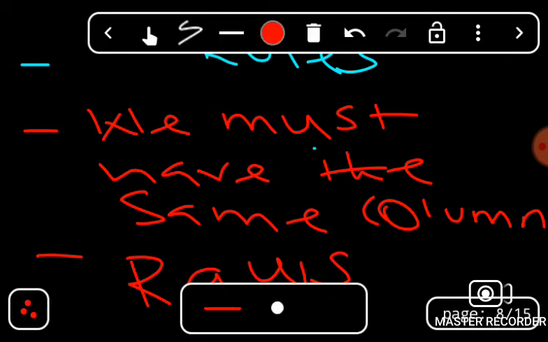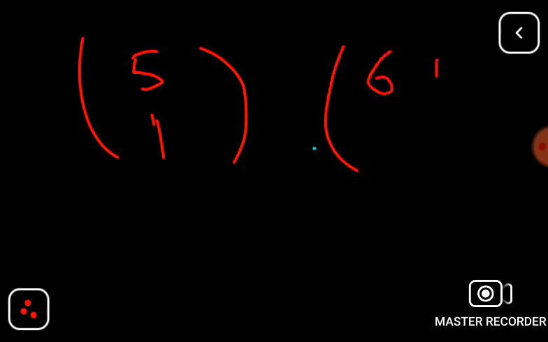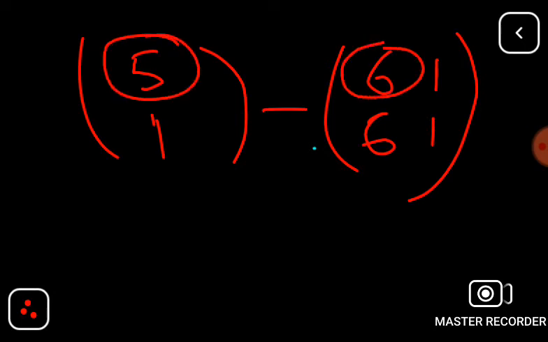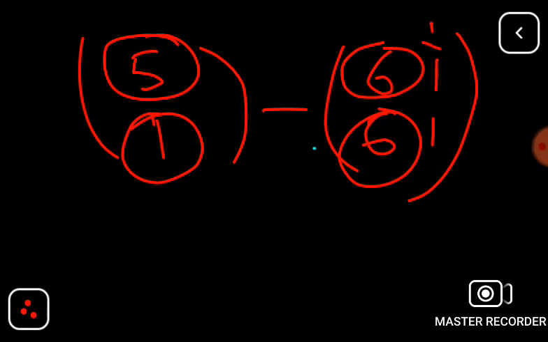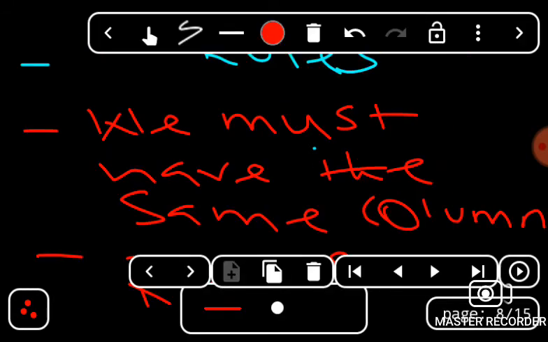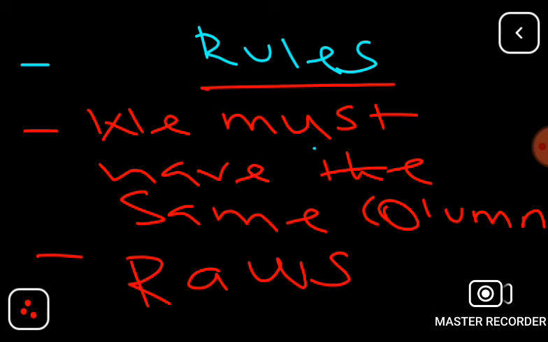So, for example, this means that if we have 5 1 and 6 1, 6 1, and they tell you to subtract, how are you going to subtract this and that and this and that? What are you going to subtract the last column with? Meaning that you cannot subtract the last column because here we don't have anything. So we can say these rules are going to stand. So for addition and subtraction, we have those rules.